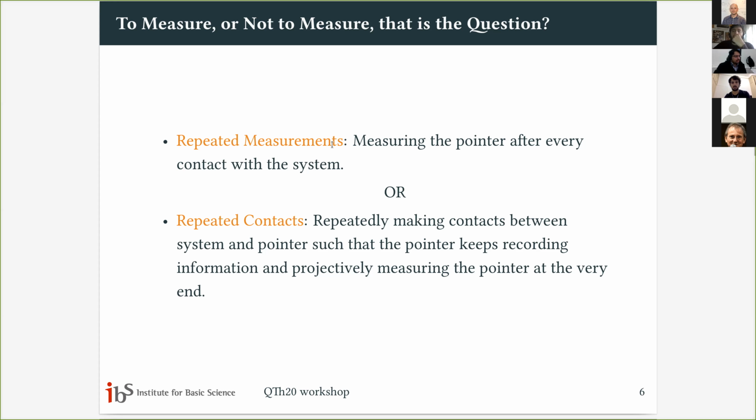Okay? So in this scenario, you could either measure the pointer immediately after every time it interacts with the system, which would be a repeated measurement, or you could wait and just let the pointer keep interacting with the system repeatedly. Due to these repeated interactions, the pointer will actually gain information about what was supposed to be measured, and then finally you measure the pointer, which we'll call a repeated contact scheme. I'll illustrate this repeated contact scheme in the next few slides using some illustrations.